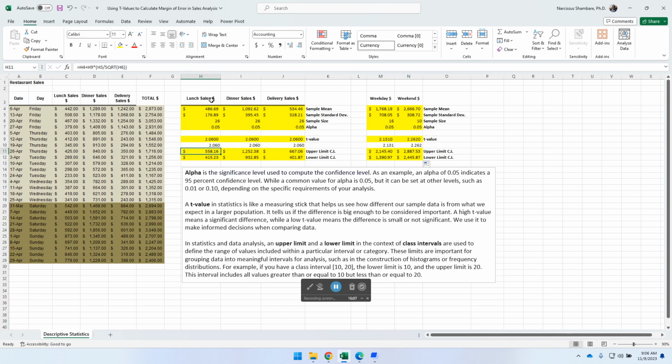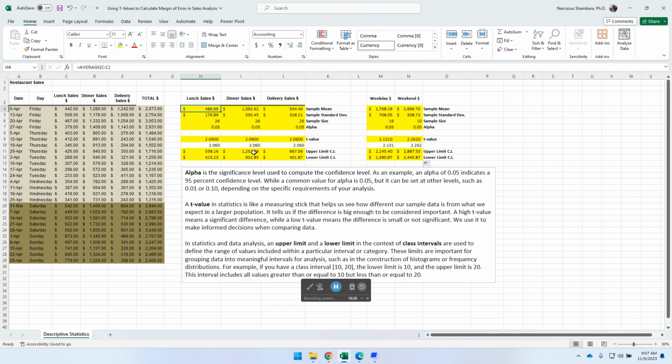Let's say, for example, look at the lunch sales. We can see what the average sales are for lunch. But now, the upper limit and lower limit is telling us that, well, the average sales are 486. They can be as high as 558 and can be as low as 415 because of this sampling error that is in the standard error that we actually used.